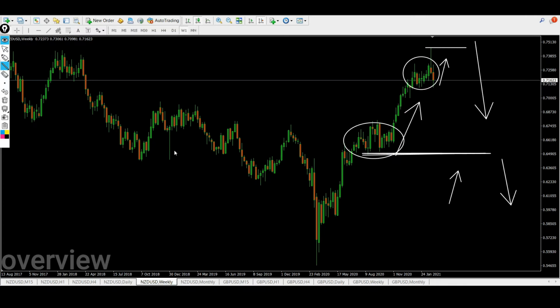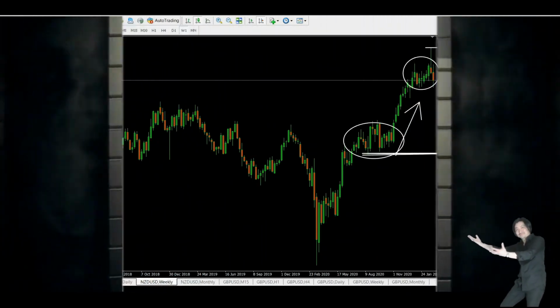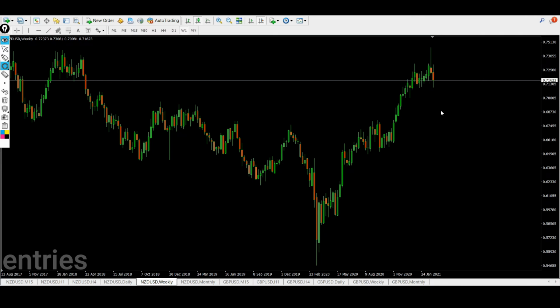All right, so let's talk entries. This is a weekly chart. Now last week, there was a double top that formed here. But to me, this double top is fake. Thus, I'm pretty sure it won't go its target height, which is here to here. So what we're targeting is this pivot high right here.